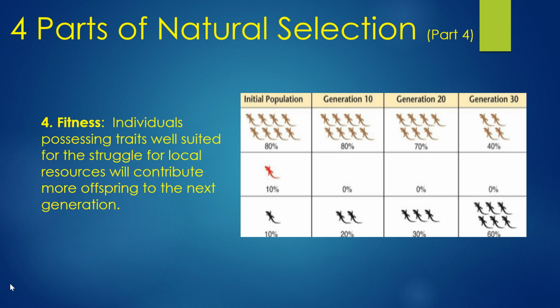So over generation 10 to 20 to 30, you're seeing that the red died out because they were not fit enough to last, and the black-colored lizard was gaining popularity. That could be because of environmental change, but maybe that environmental change increased their fitness. And you could see that the brown population is going down because maybe that environmental factor caused the brown lizard to be less fit. So those are the 4 parts of natural selection according to Darwin.